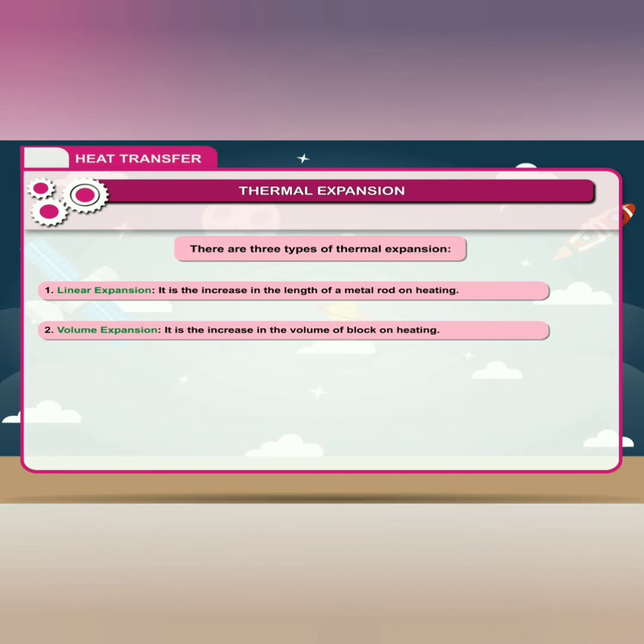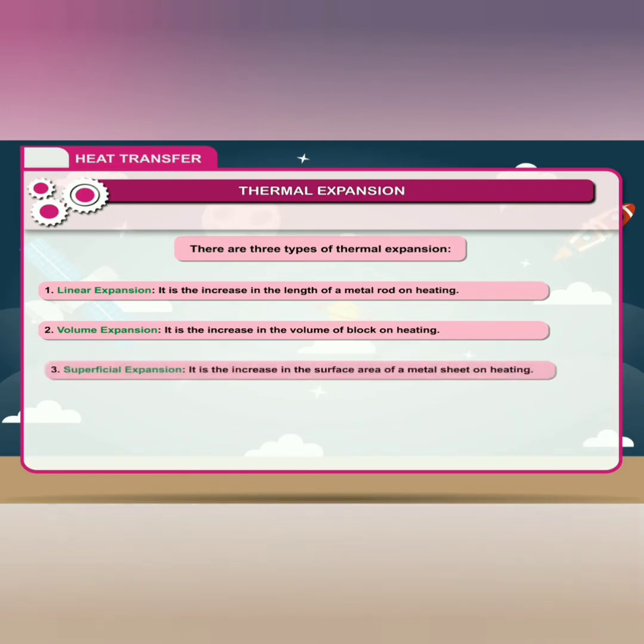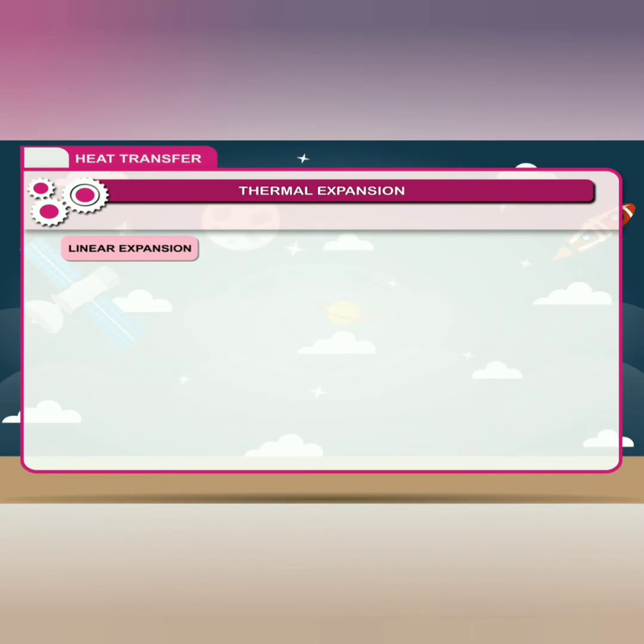Second is volume expansion or cubical expansion. It is the increase in the volume of a block on heating. Third is the superficial expansion. It is the increase in the surface area of a metal sheet on heating. Now we'll study one by one. So let's start with linear expansion.